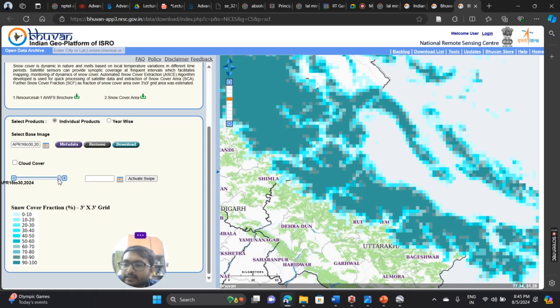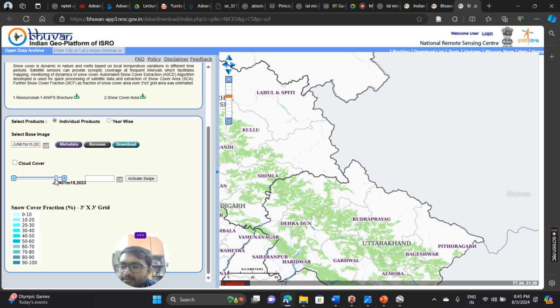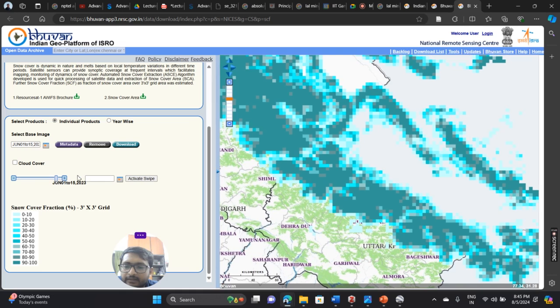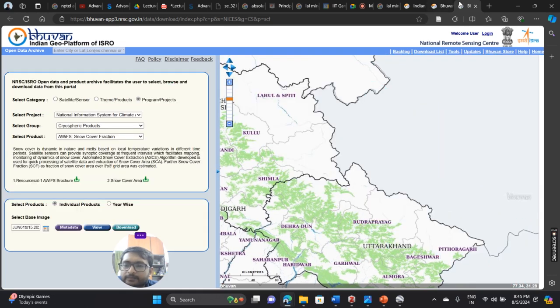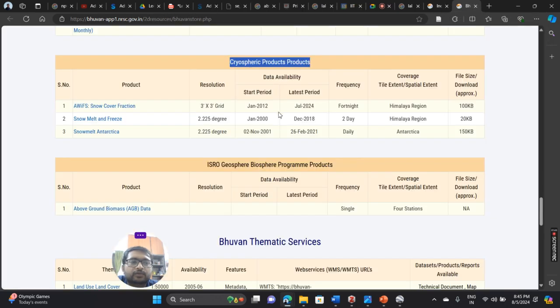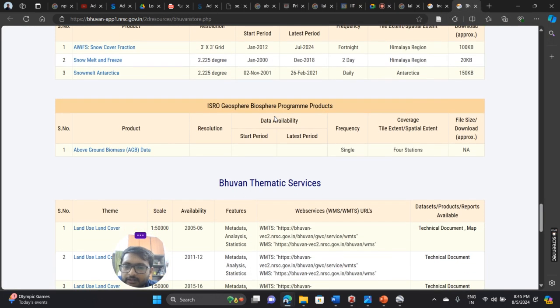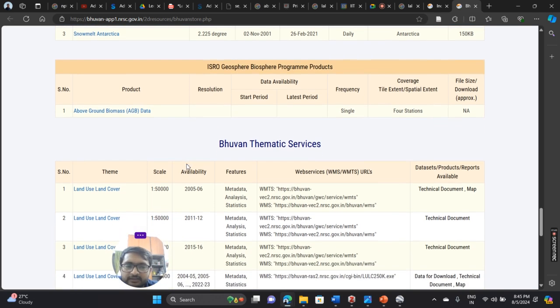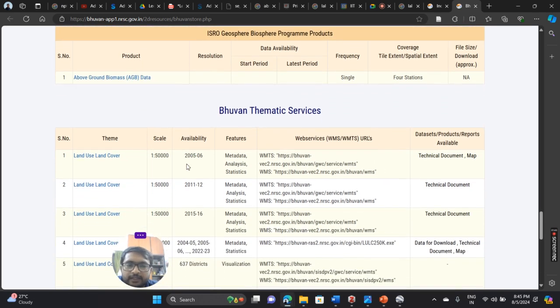And then after, you can just scroll through this timeline, and you can click on active swipe and you can compare the two different layers as well. So that analysis you can do on snow cover and snow fraction. Then we have ISRO Geosphere Biosphere program products. So above ground biomass data sets are also available at 4 different stations.